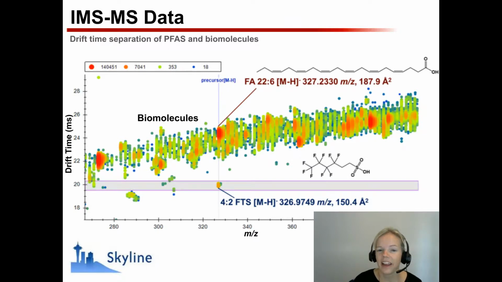Here you can see why it's so important to use that ion mobility dimension, which is on the y-axis. Our biomolecules have a completely different line than our PFAS molecules, and the PFAS molecule is highlighted by the pink bar. Here we can see that 4,2-FTS is very much separated from fatty acyl 22,6. You can see the fatty acyl structure on the top and the 4,2-FTS structure right above the purple line, and how different they are. So the structural separation of the ion mobility was huge for separating them, but the masses are very similar. So M over Z, you might get some interference if you're just doing mass spec alone.